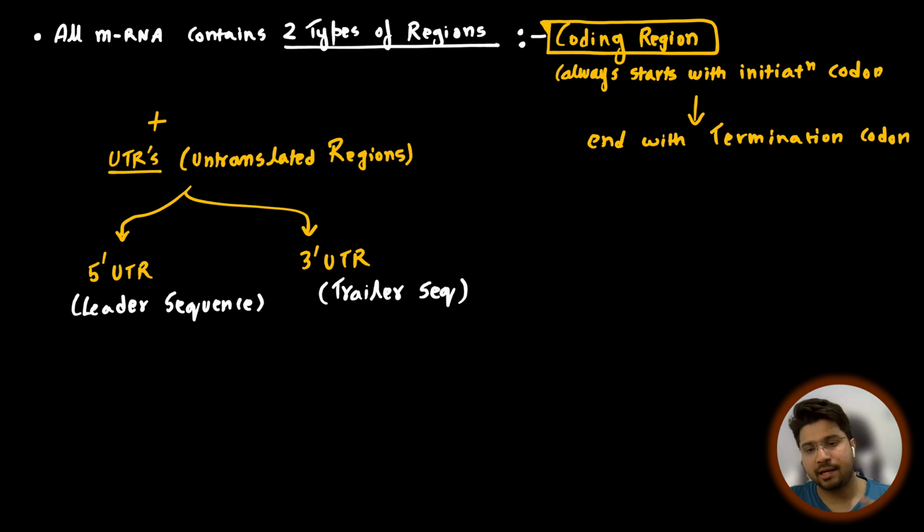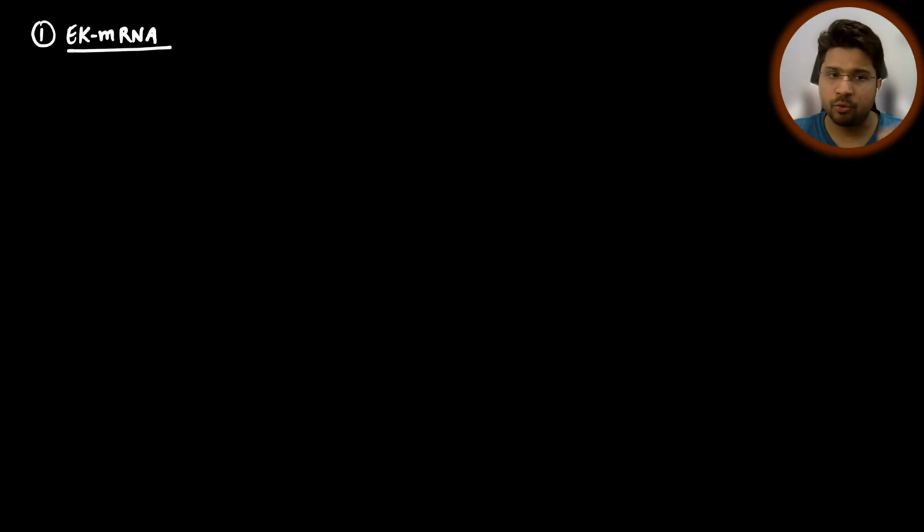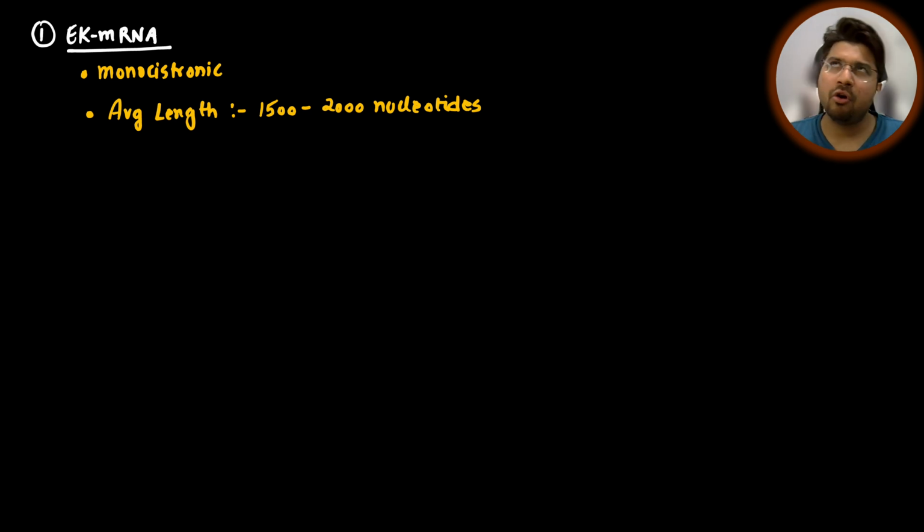Now, let's start with understanding the structure of eukaryotic mRNA. The first point that I told you earlier is that eukaryotic mRNAs are monocistronic, meaning they will have a single cistron. They won't have lac Z, Y, A or multiple cistrons like the prokaryotic mRNA. The average length of eukaryotic mRNA generally ranges somewhere between 1500 to 2000 nucleotides, or ribonucleotides more precisely.